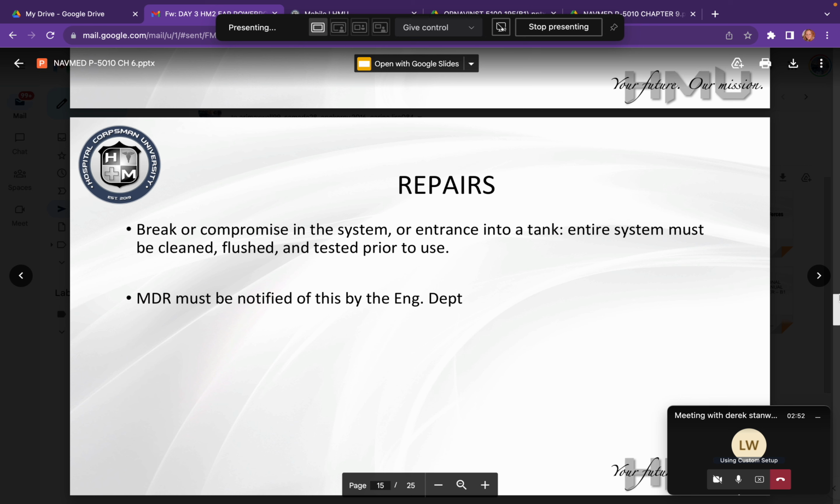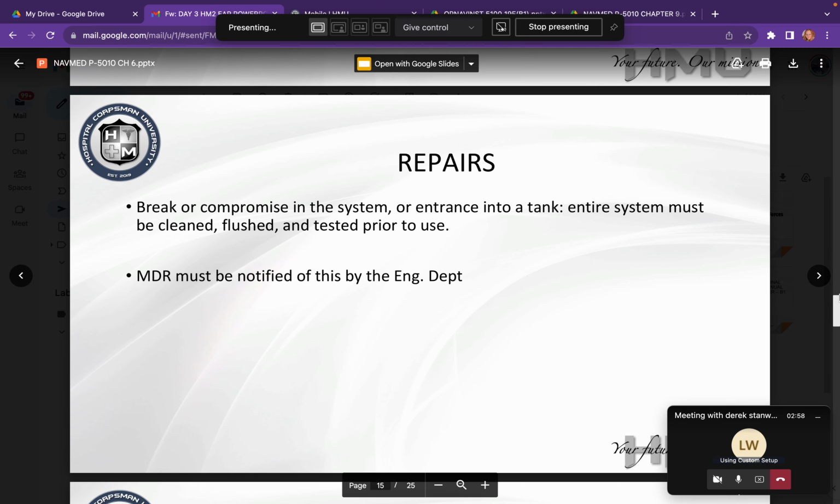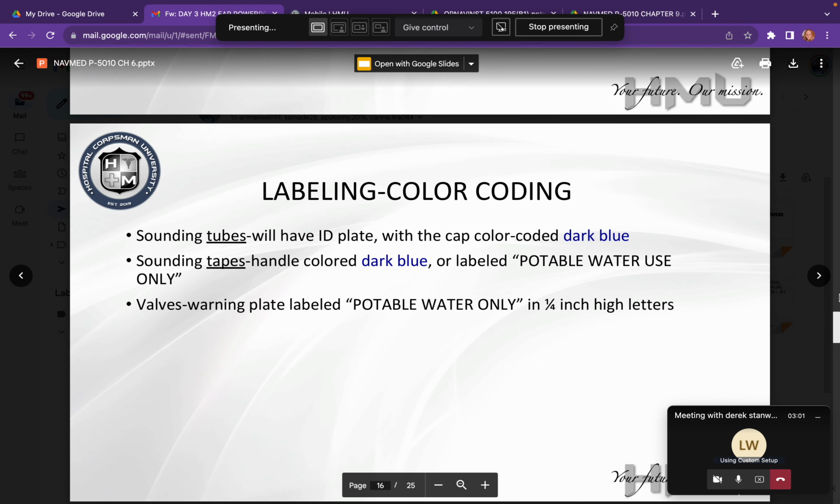Right. Labeling. Sounding tubes will have an ID plate with a cap color coded dark blue. Sounding tapes, the handle colored dark blue or labeled potable water use only. Valves will have a warning plate labeled potable water only in quarter inch high letters. So, thing I want to make note of is dark blue is going to be your color all the time for these. And based on what you're talking about, the size of the letters changes. So this one right now, for the valves, is going to be a quarter inch. So pay attention if they hit on another slide with the same lettering.